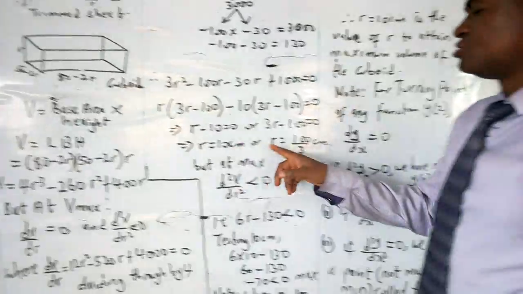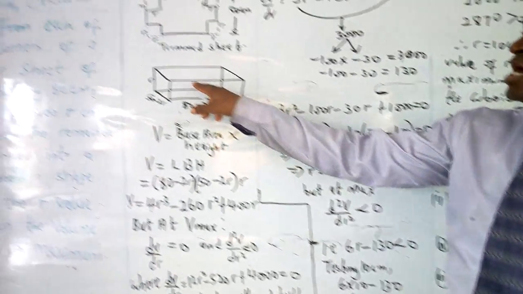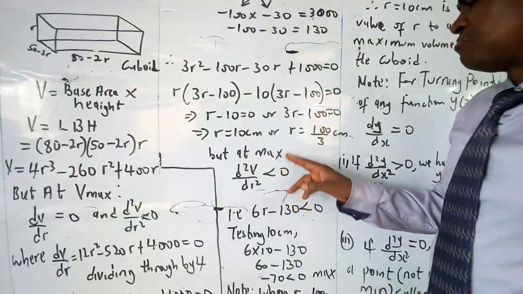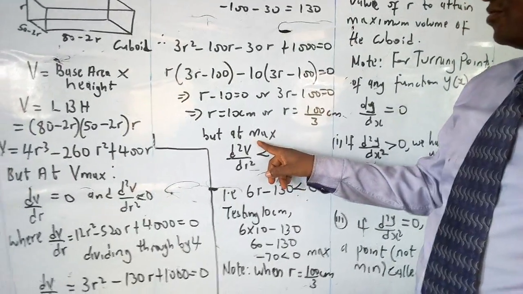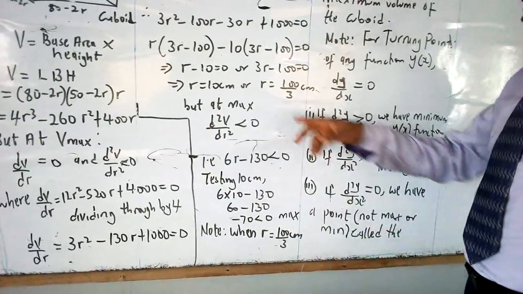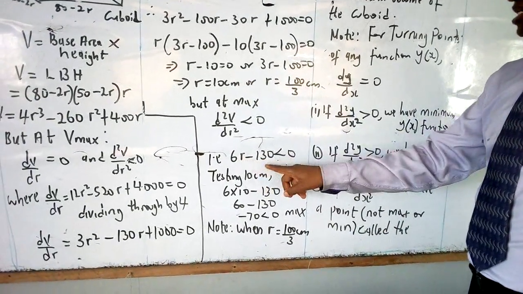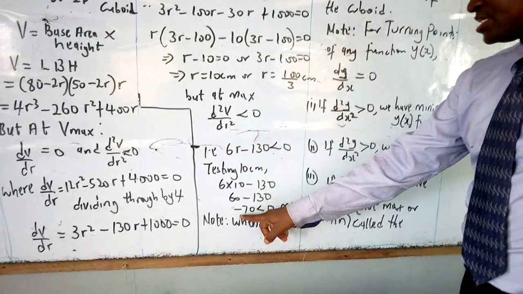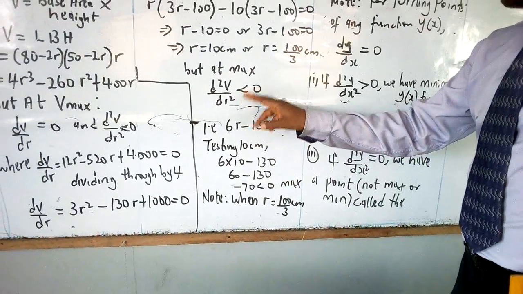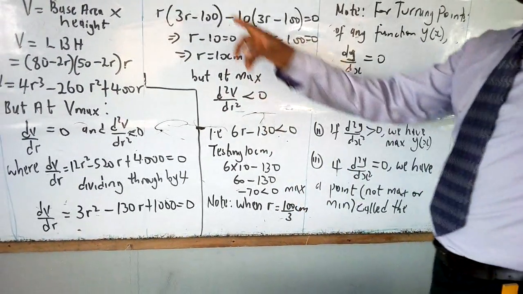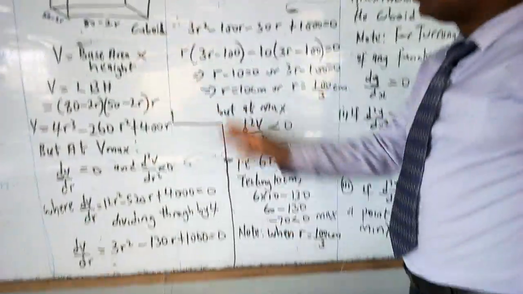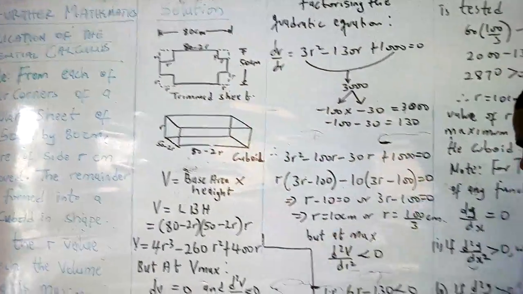But only one of these two makes this particular cuboid maximum. Now, at maximum, the second derivative of the volume with respect to the length must be less than 0. That must be negative. When we substitute 10 here for the second derivative, we discover that our answer is negative, which is less than 0. Therefore, when r is 10, that means the length of the cut out square is 10, we can form a maximum volume of this cuboid.